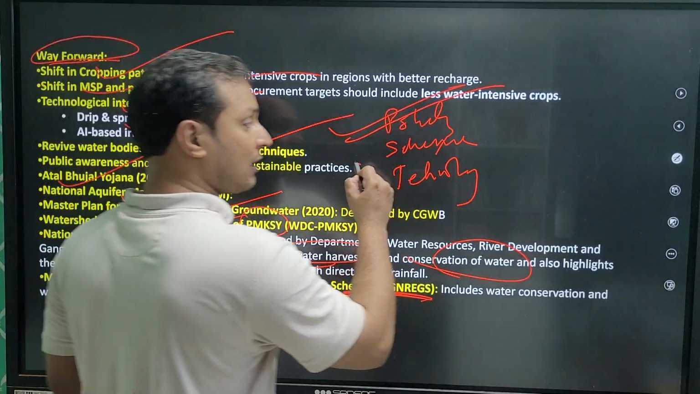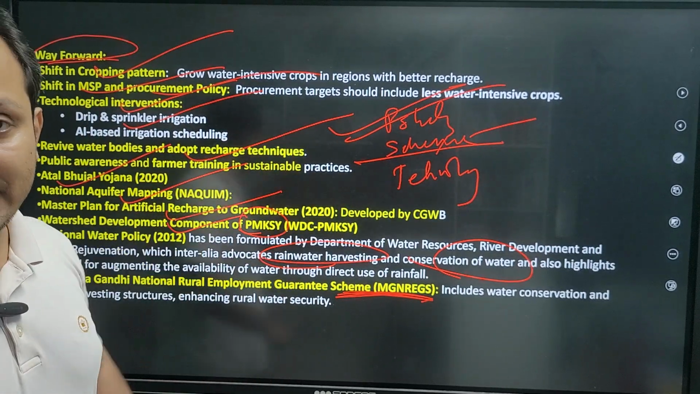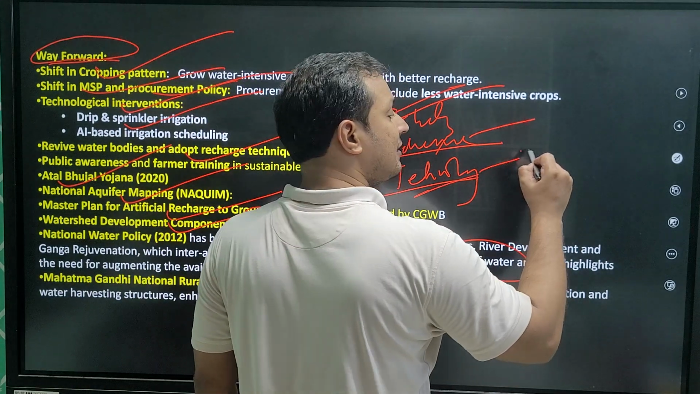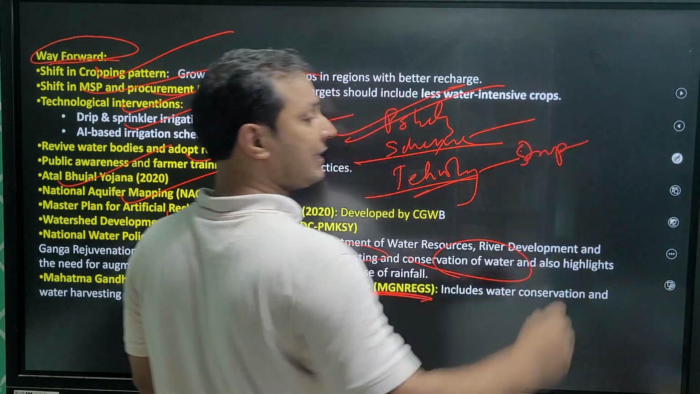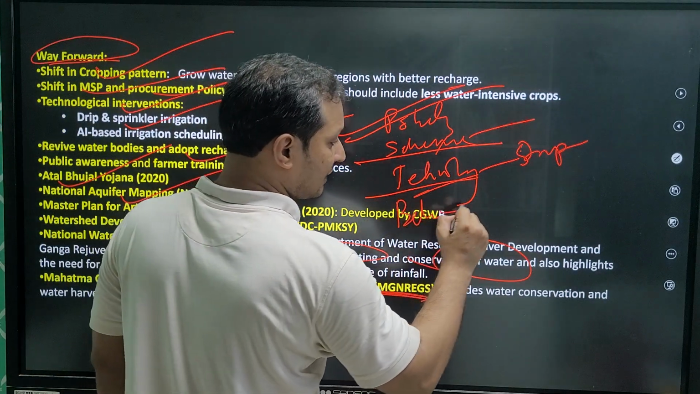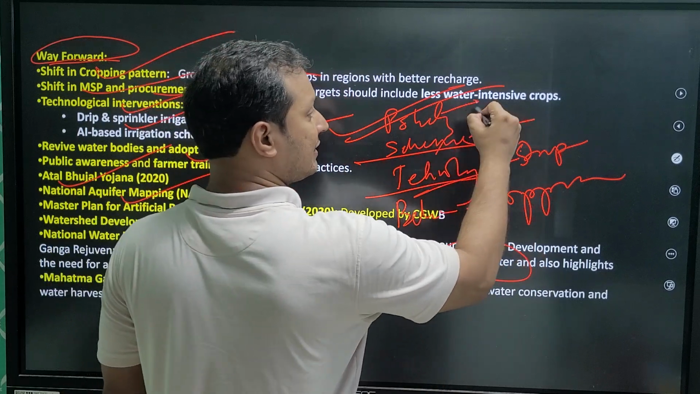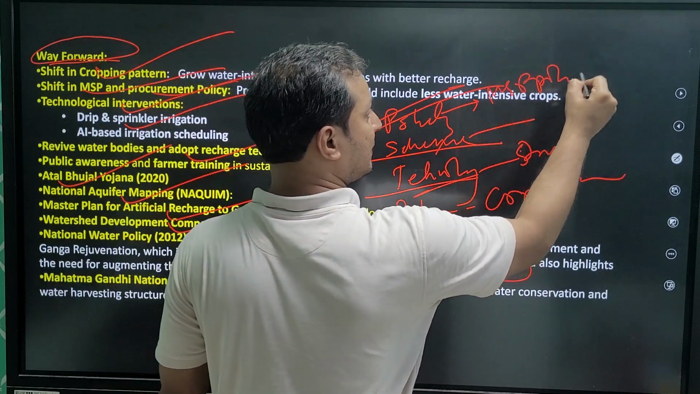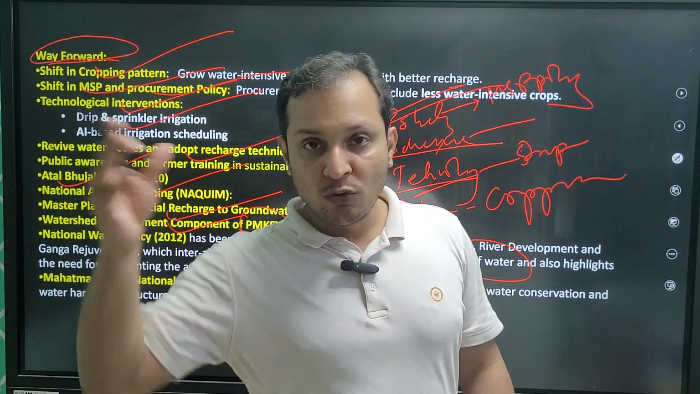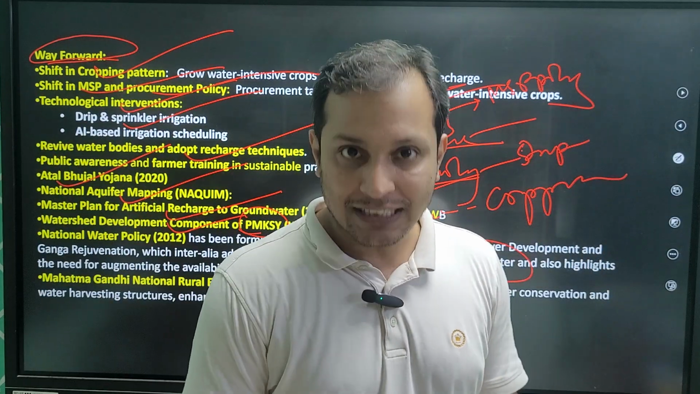Next, we have to talk about some schemes. Atal Bhujal Yojana. Many schemes are there. Watershed management scheme. Then technological solutions like drip and sprinkler irrigation. Next, behavioral shift, cropping pattern shift. In policy shift, MSP policy must be changed. Farmers must be incentivized to move away from water intensive crops to other crops. Diversification of cropping pattern should take place.